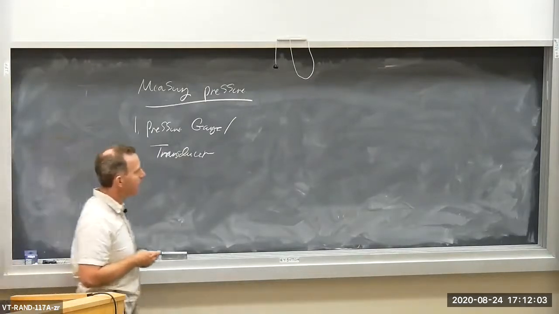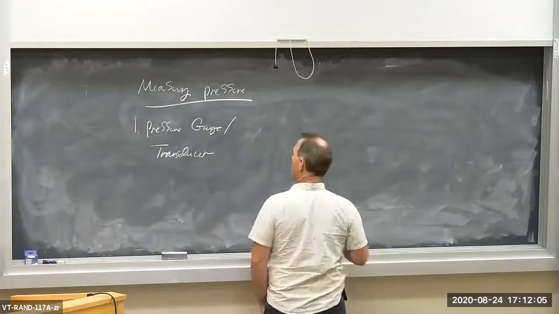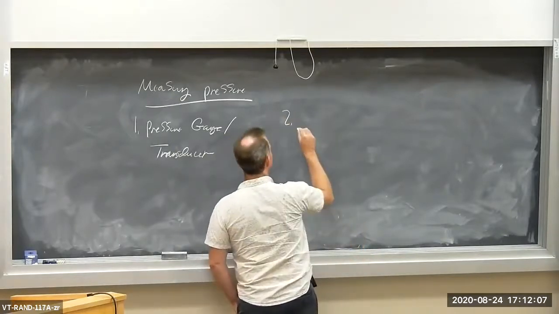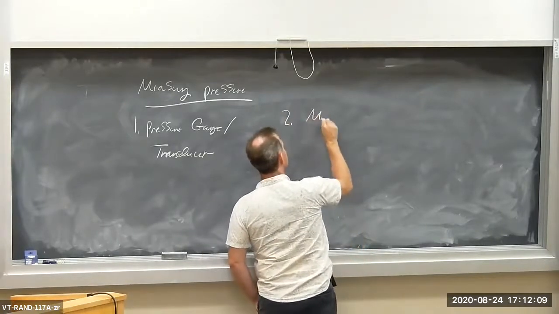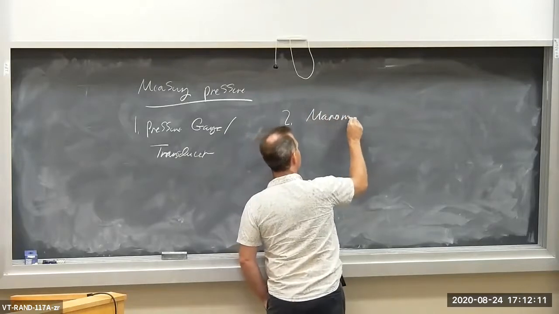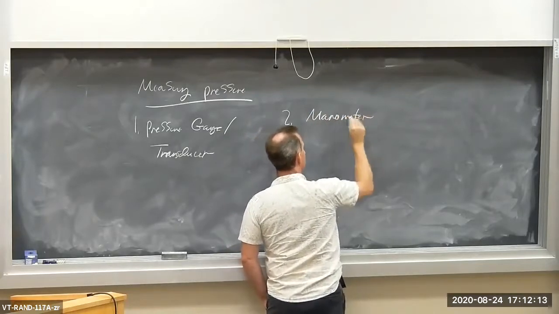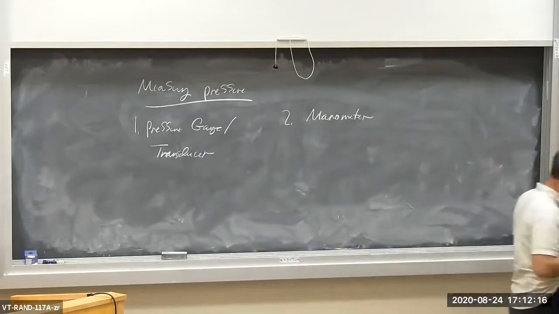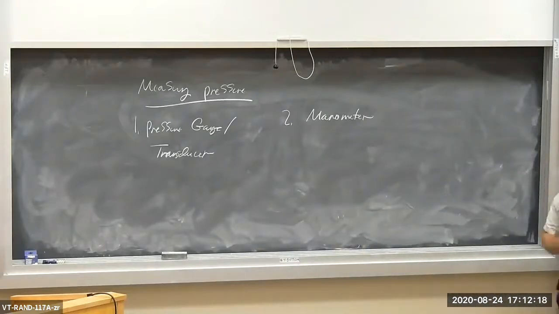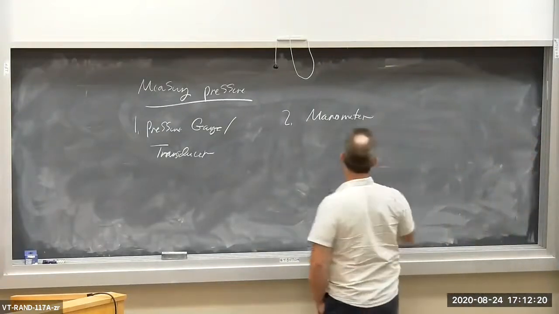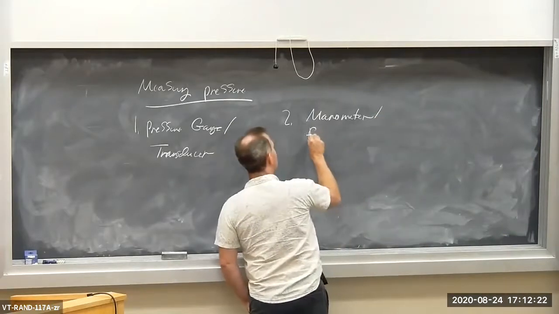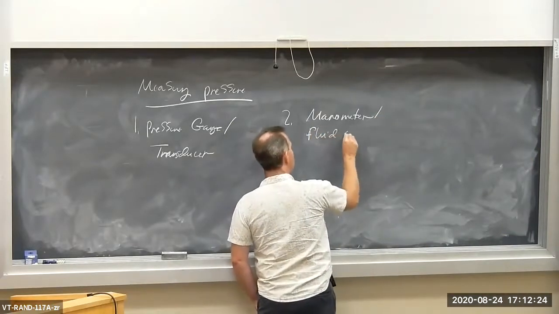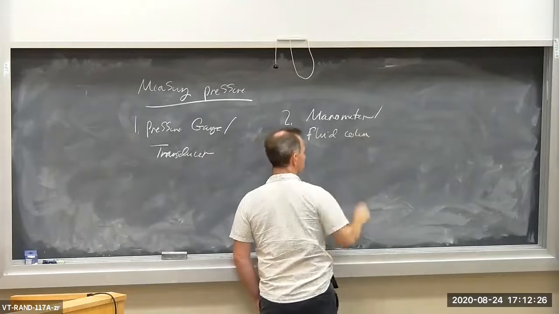There's another way of determining pressure. It's very simple, using what's called a manometer. Use a manometer. Or if you like, a column of fluid. Fluid column, okay?